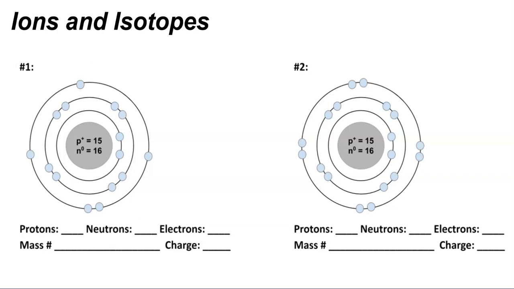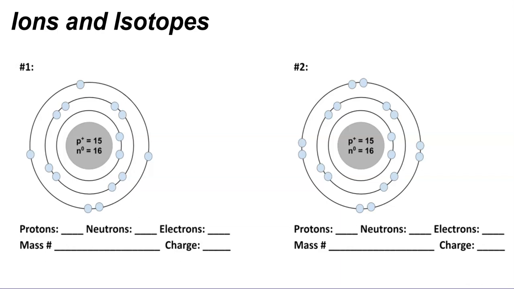In this video, we are going to look at the ions and isotopes sheet. So we're going to start by just counting the protons, neutrons, and electrons of each atomic model, and then figuring out the mass number and the charge based on the number of subatomic particles. So let's go ahead and get started.